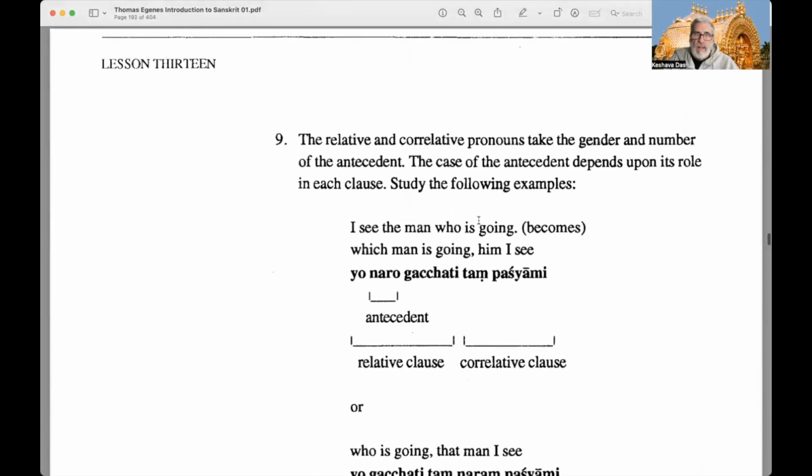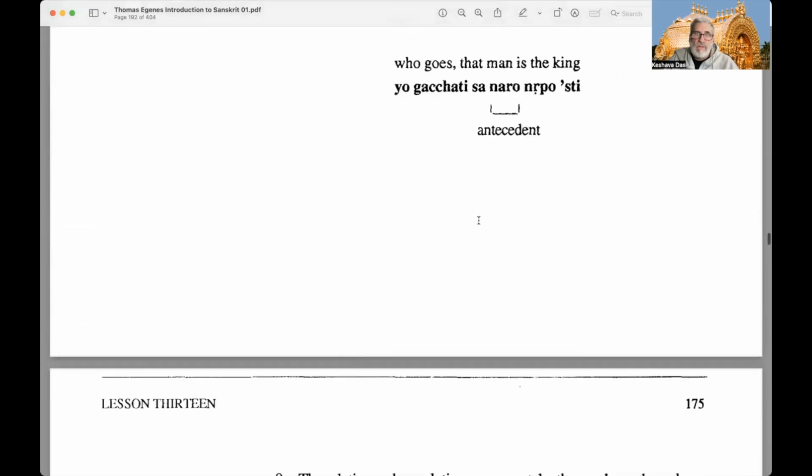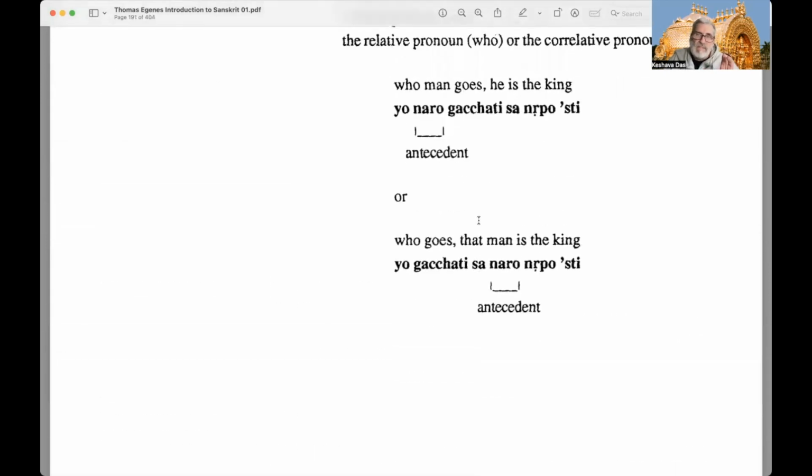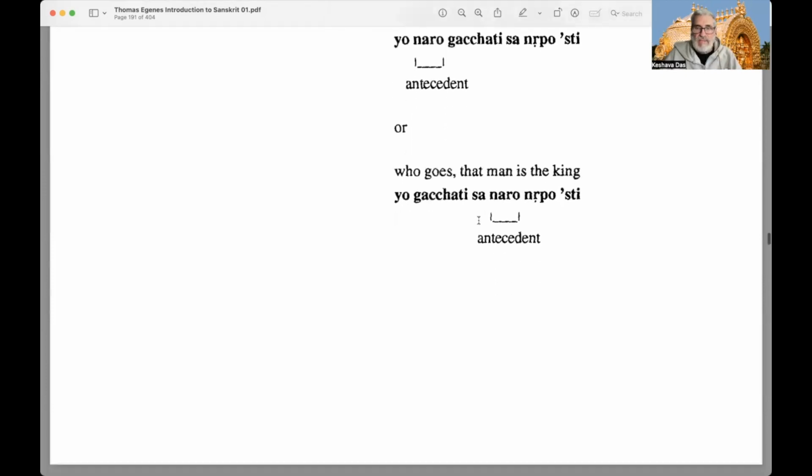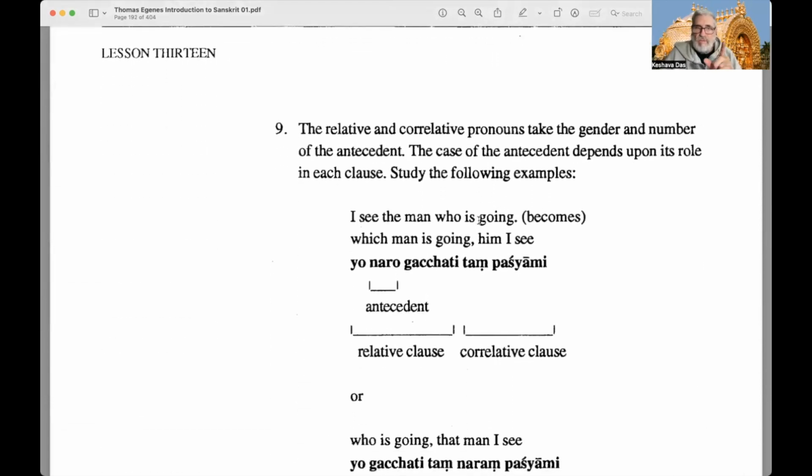Right. All right. So now the relative and correlative pronouns take the gender and number of the antecedent. Okay, so it's very important to know what the antecedent is, what the subject of the sentence is, because with the adverbs we don't have to decline them, they're indeclinable. But now with yad and tad, which are pronouns for relative and correlative clauses, we have to know what they refer to, because what they refer to tells us how to decline them, what endings to add to them. So those relative and correlative pronouns, yad and tad, take the gender and number of the antecedent, of the subject there.